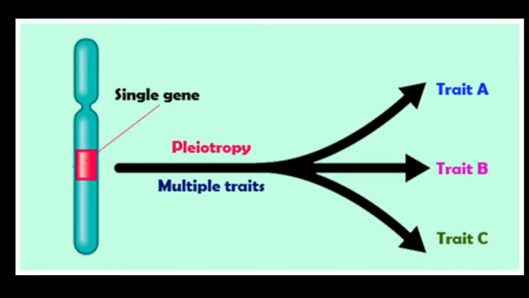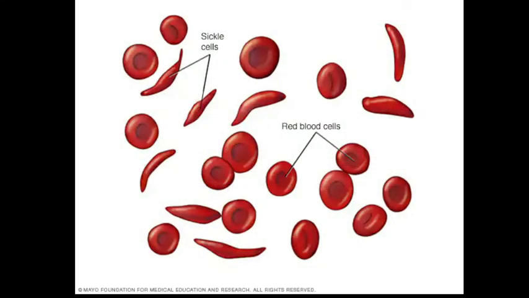One example is sickle cell anemia, the most beneficial example of pleiotropy. Pleiotropy in humans is seen in the hereditary disease called sickle cell anemia, in which a recessive gene causes the production of abnormal hemoglobin. As you see, there are two kinds of blood cells: one is the sickle cell and one is the red blood cell. These persons have irregular RBCs, which are caused by this disease.